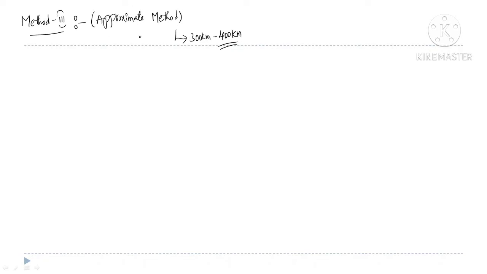By using this method you may get almost exact results, but if the length is beyond 400 kilometers you cannot apply the approximate method. If the length is increased beyond 400 kilometers, then the approximate method will not give accurate results. So we cannot use it in real time applications. Okay. Now let us see how we can go for the approximate method.